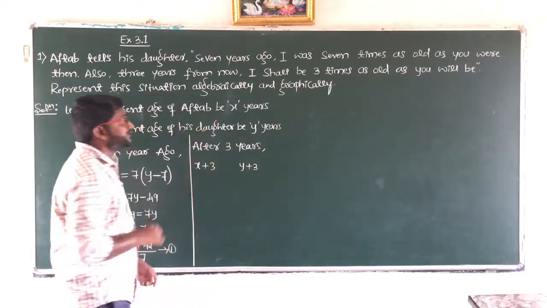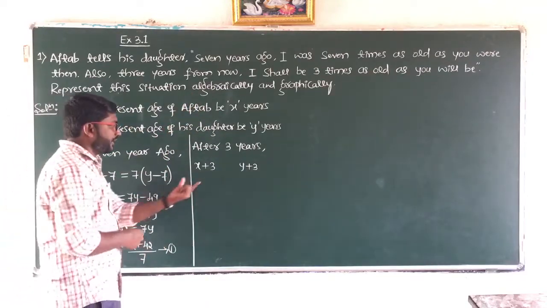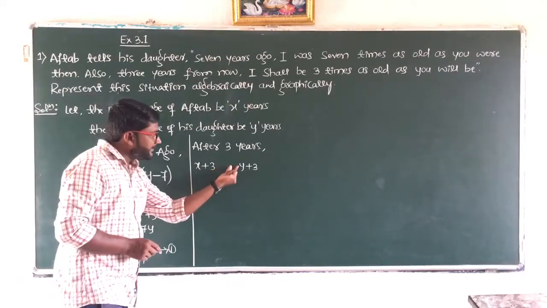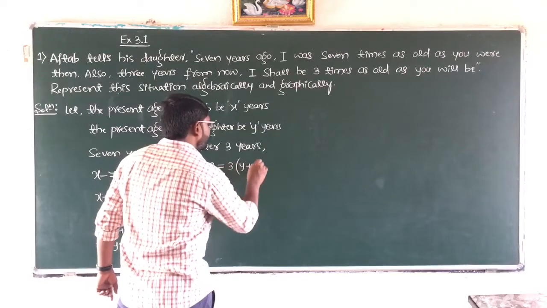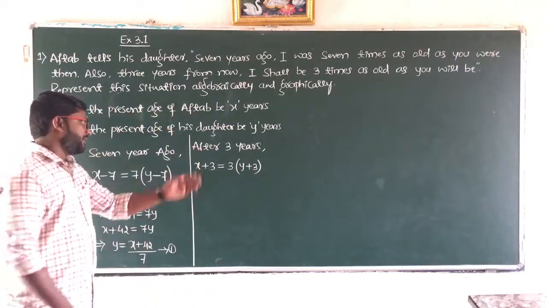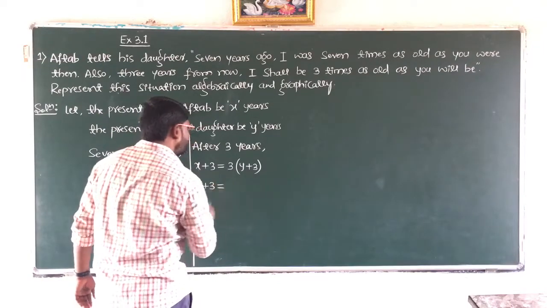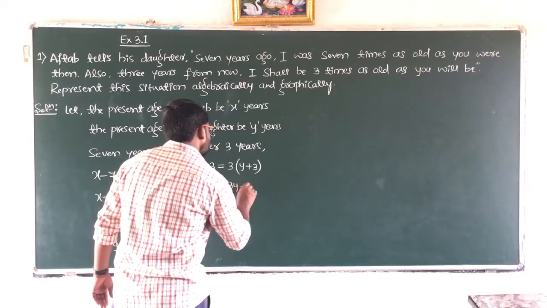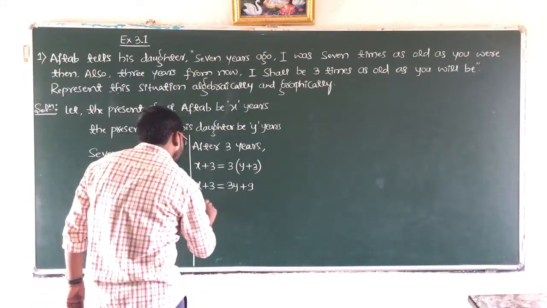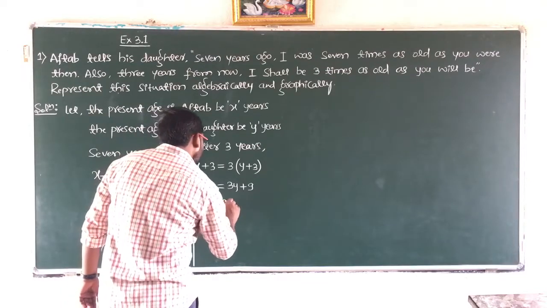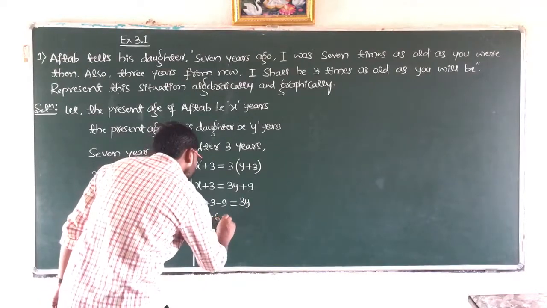So see the condition now. I shall be 3 times as old as you will be. So Aftab's age will be 3 times the age of his daughter. This can be written as X plus 3 equals 3 times Y plus 3. Let us simplify this. X plus 3 is equal to 3Y plus 9. Now take 9 to the LHS. X plus 3 minus 9 is equal to 3Y. So X minus 6 is equal to 3Y.